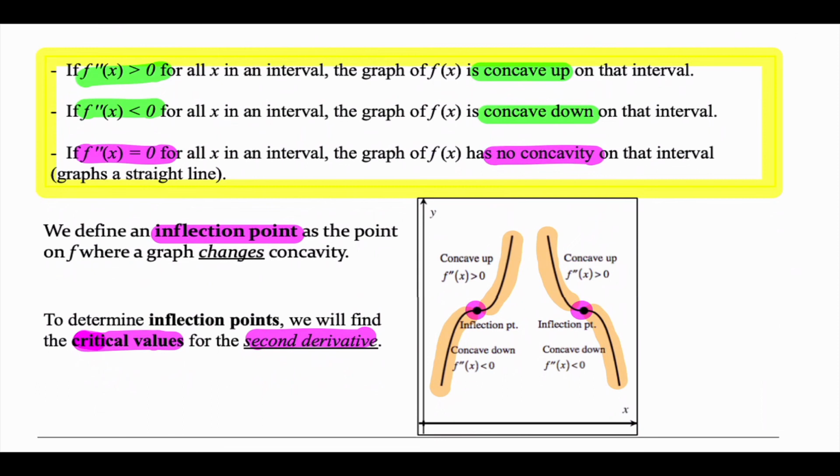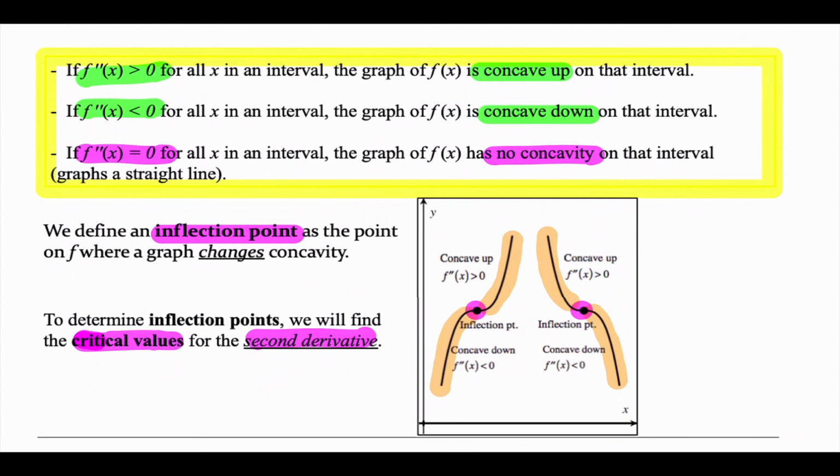We define an inflection point as the point of f where the graph changes concavity. That's the only spot where you had inflection points. If you couldn't find it, your notes need to be better organized. They're not just papers you throw in somewhere. You need to be better organized with where you can find them, okay?